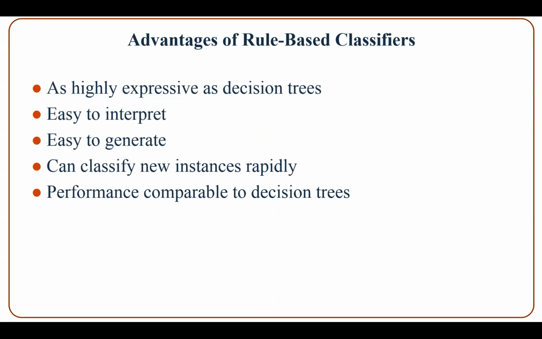Advantages of rule-based classifiers include the following. They are as highly expressive as decision trees, easy to interpret, easy to generate, and can classify new instances rapidly. The performance is comparable to decision trees.